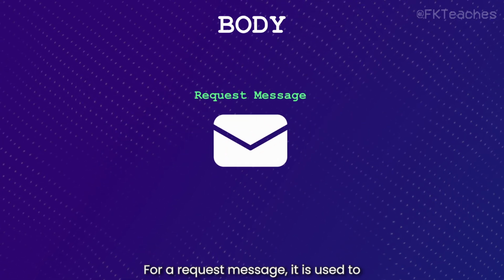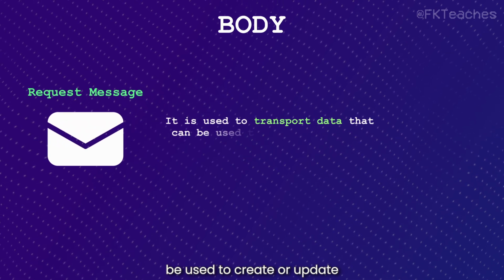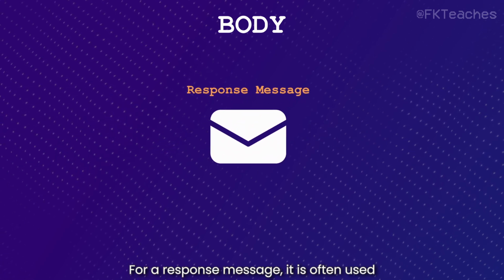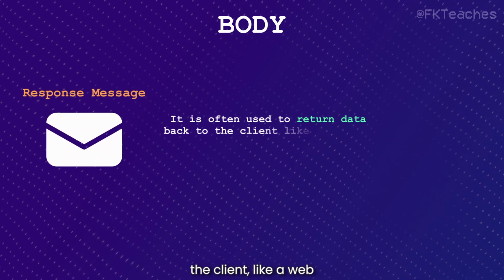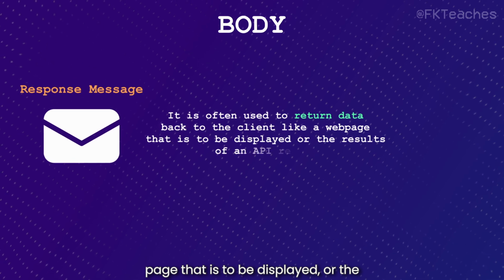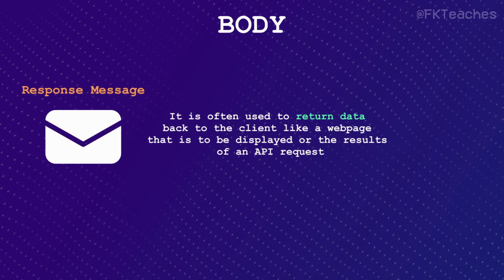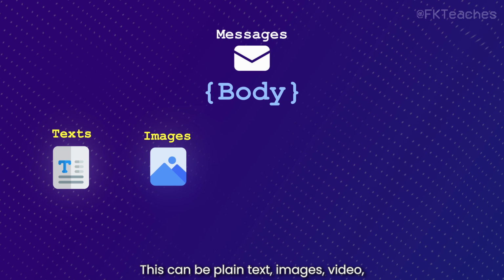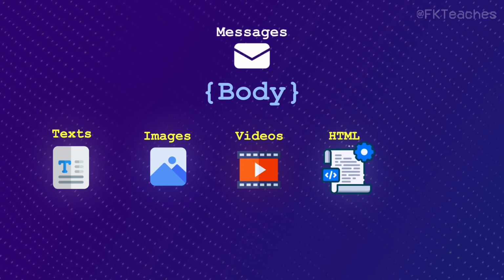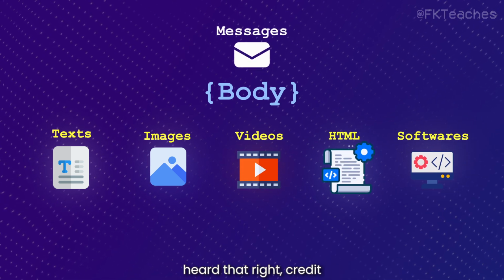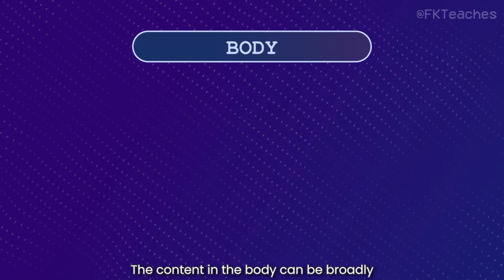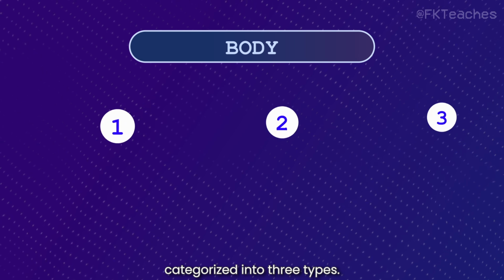For a request message, it is used to transport data that can be used to create or update a new resource on the server. For a response message, it is often used to return data back to the client, like a web page that is to be displayed, or the results of an API request. Messages can carry data of all digital kinds in their bodies. This can be plain text, images, video, HTML documents, software applications, yes, you heard that right, credit card transactions, and so on. The content in the body can be broadly categorized into three types.